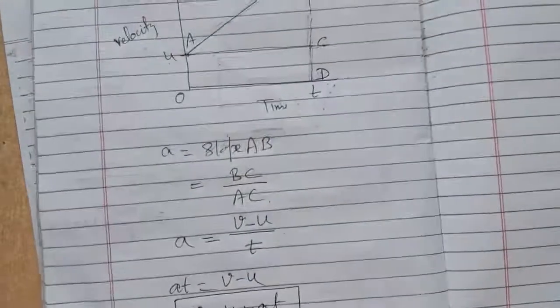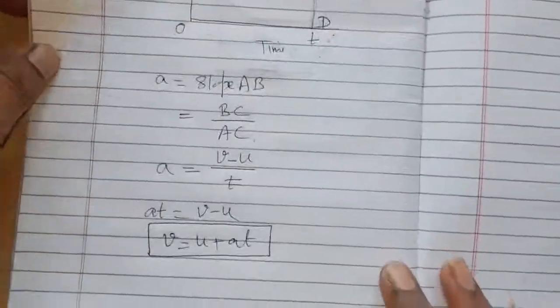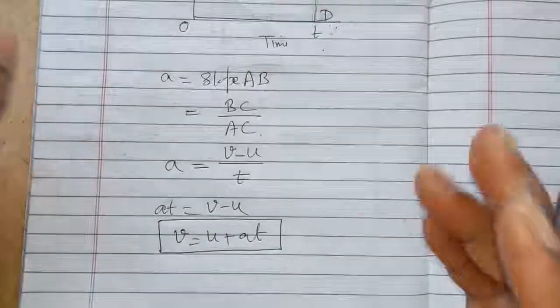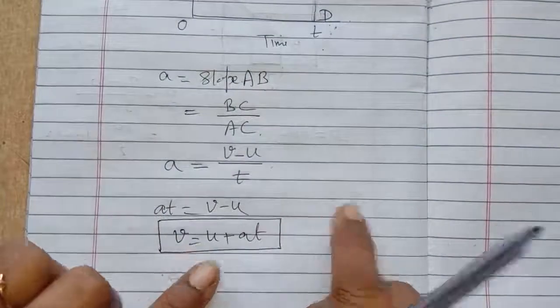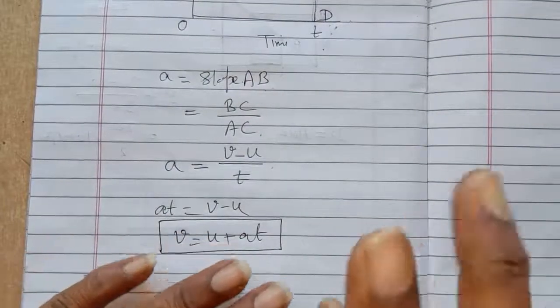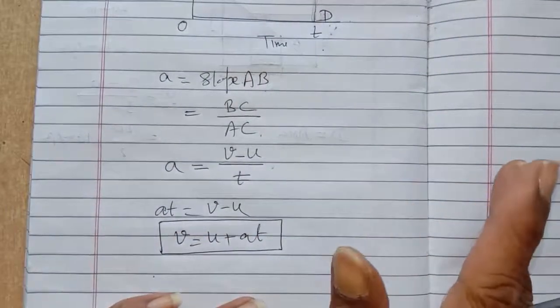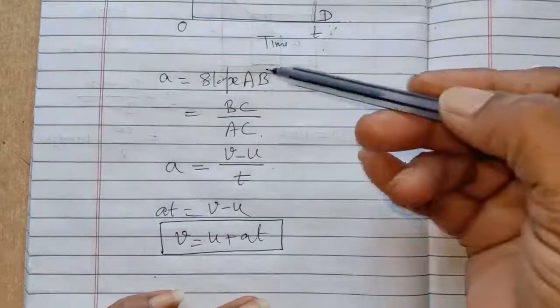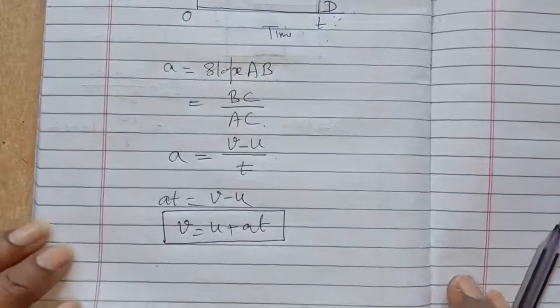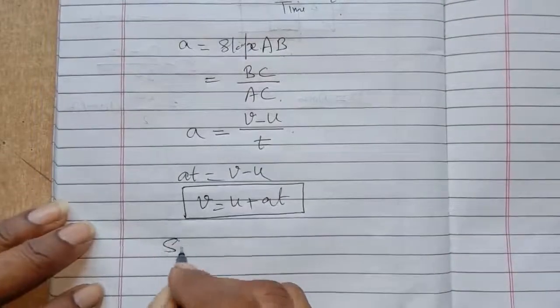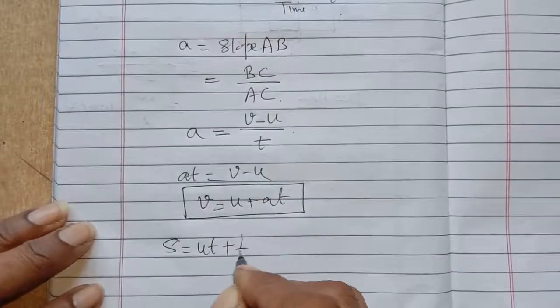For both the second and the third equation of motion, first you have to do the first equation of motion, because these values will be used in the second and the third equations. Okay, now the second equation of motion. What is the second equation? It is s is equal to ut plus half at square.